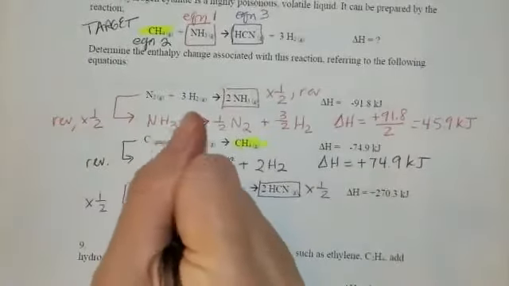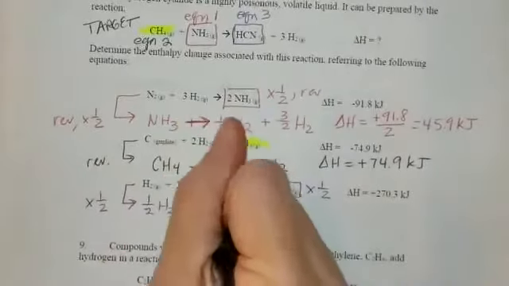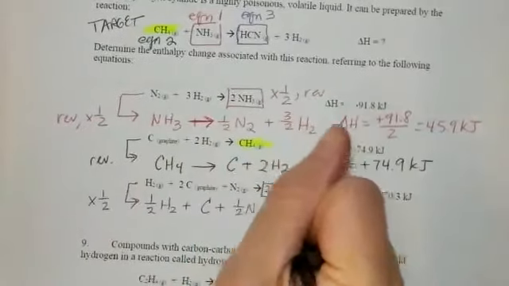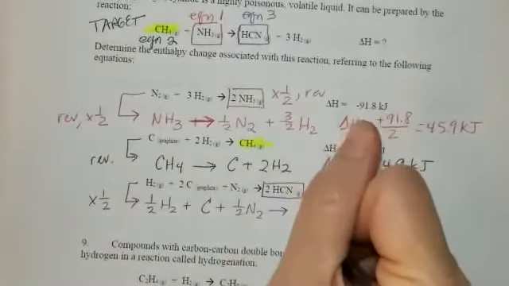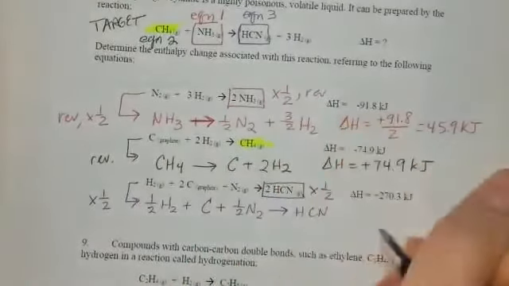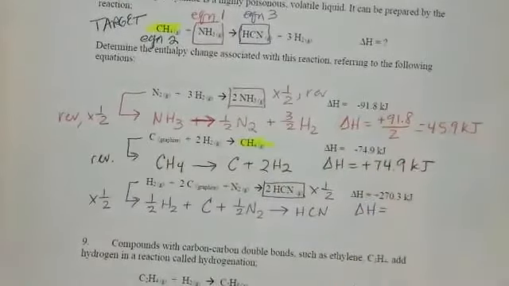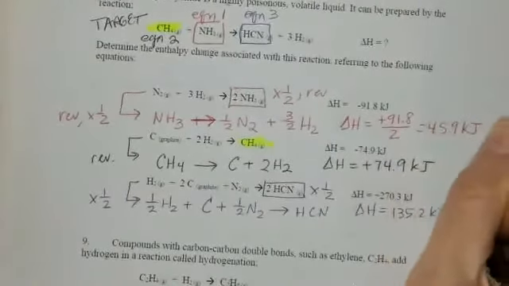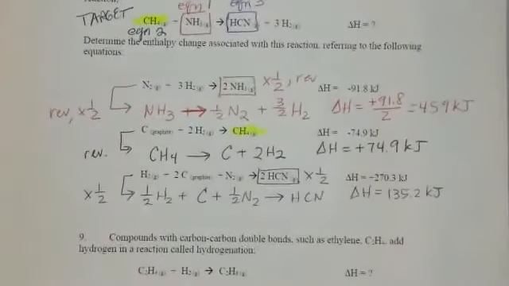So 1/2 hydrogen. Instead of 2 carbons, I'm only going to have 1. Instead of 1 nitrogen, I'm going to have a half. And then on the product side, instead of 2, I'm going to only have 1 of the hydrogen cyanides. And that delta H is going to be cut in half. So it's a positive 270.3. I'll divide that by 2. And I get 135.2 kilojoules. I just cut it in 2.